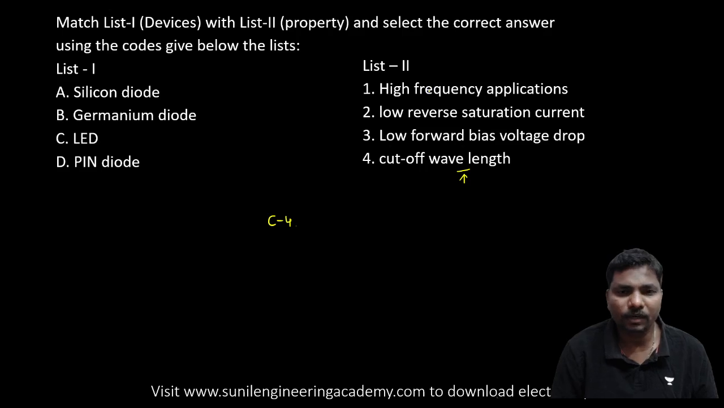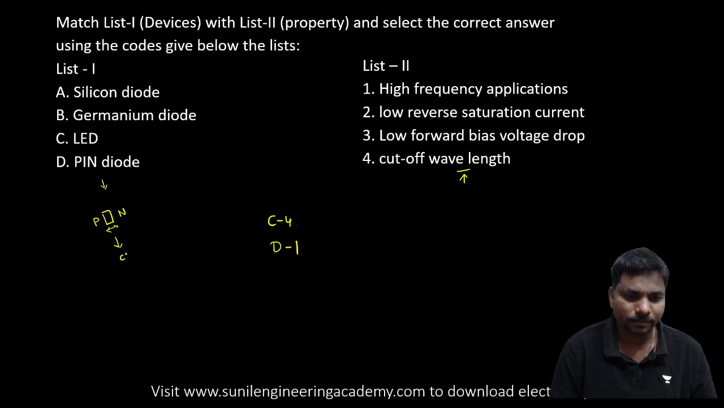High frequency applications, we go with the pin diode. That is the speciality of the pin diode. It can be used for high frequency applications. Why? Because in the pin diode, we introduce one intrinsic layer between P and N. Then the depletion layer will be more, then the capacitance is less, then the time constant will be less. As the time is less, it can be used for high frequency applications. So pin diode is generally used in high frequency application.